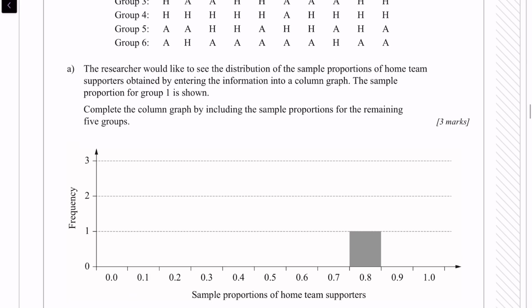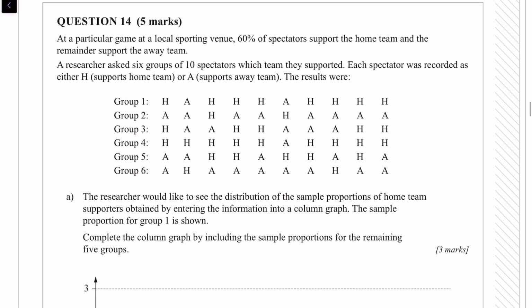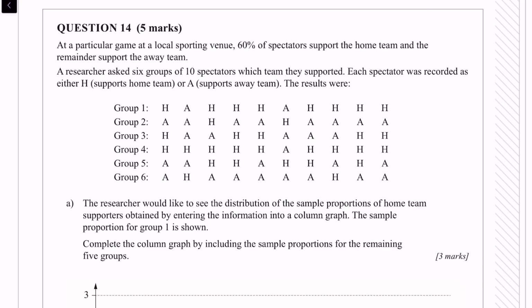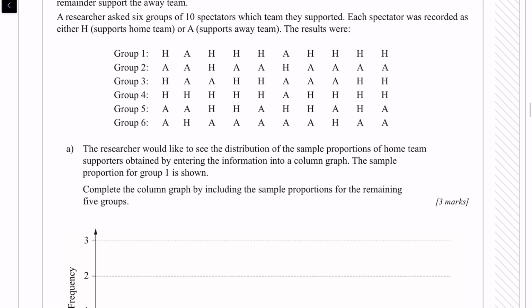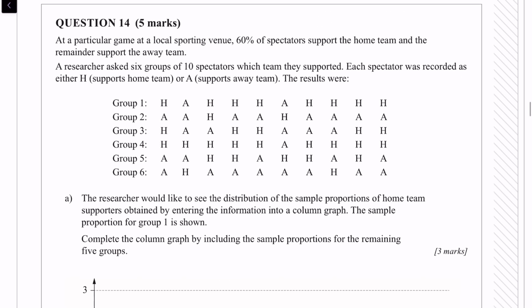Now, when this question came out for 3 marks, it was really a shock to everyone, because this is literally just counting the number of H's for each group. Very simple. I don't know why this question was on here, but it was just 3 marks. Probably the most simple, familiar question you'll get here.